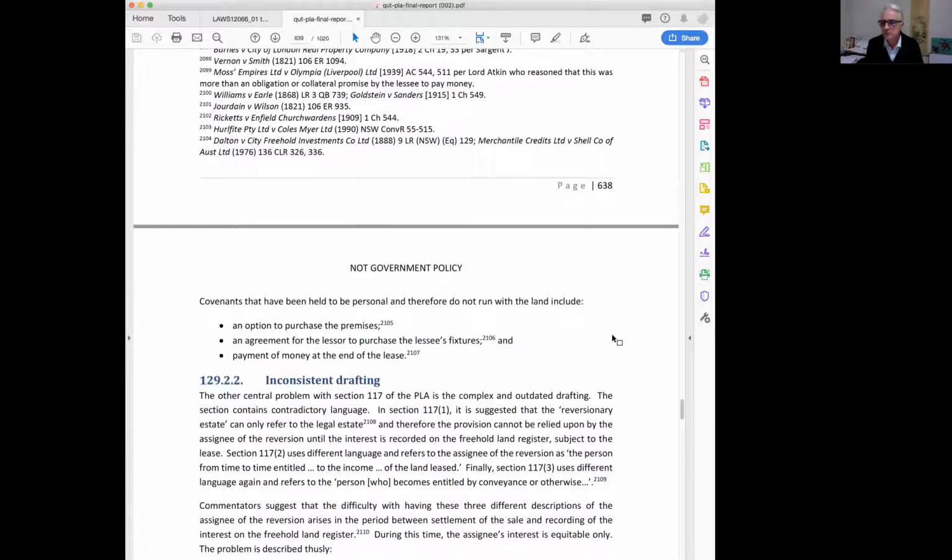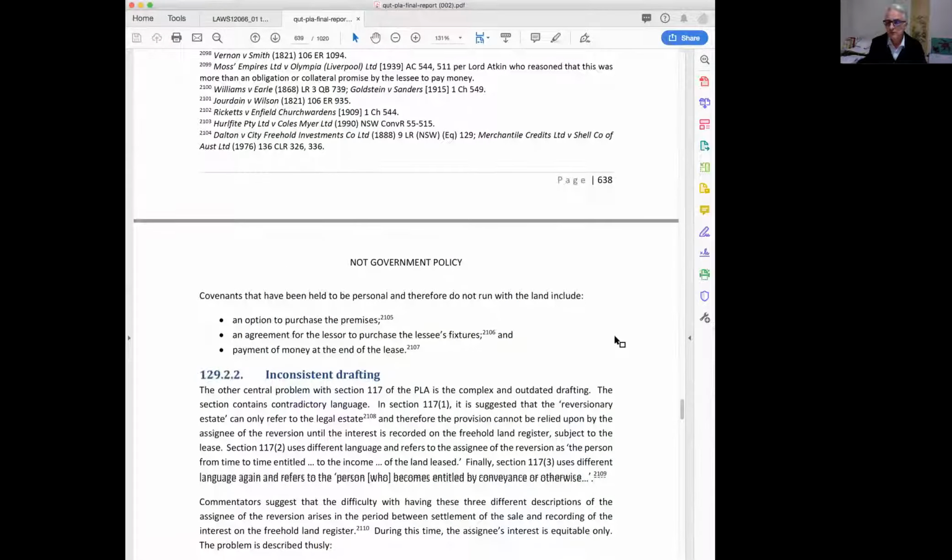So, on page 639 of the report, covenants that have been held to be personal and therefore do not run with the land include an option to purchase, an agreement for the lessor to purchase the lessee's fixtures, and payment of money at the end of the lease, sometimes referred to as an incentive payment.